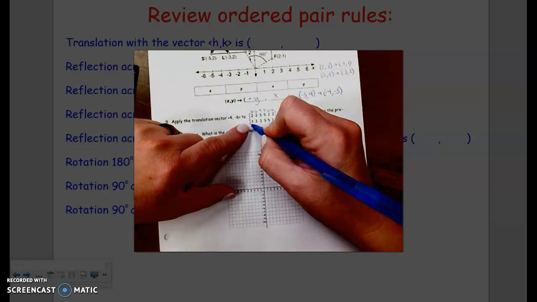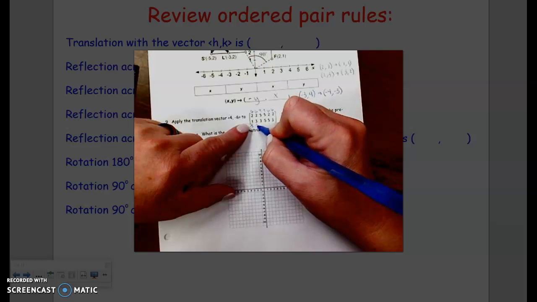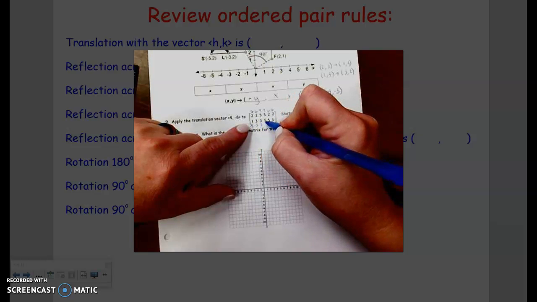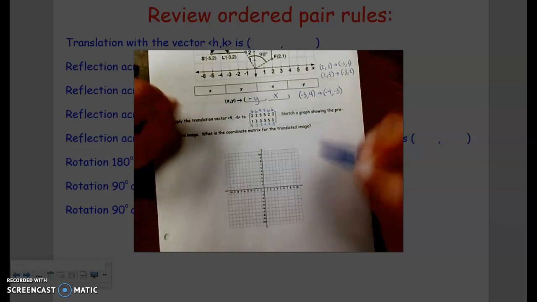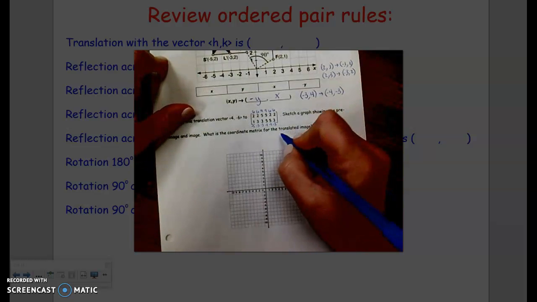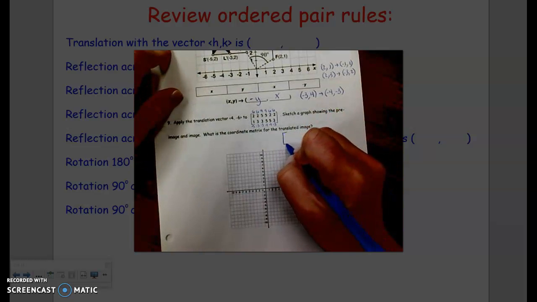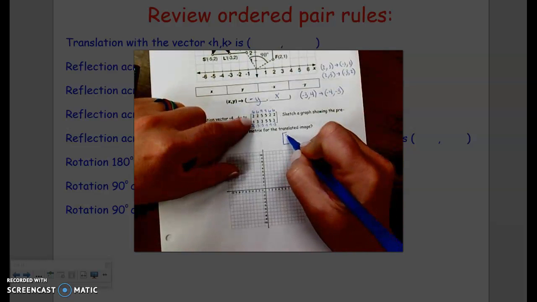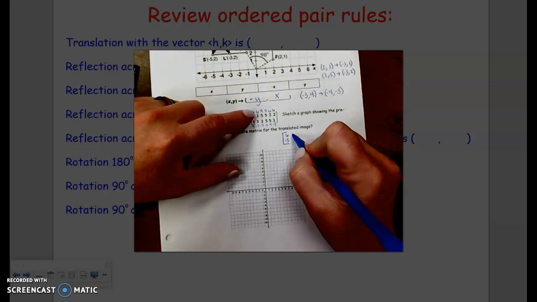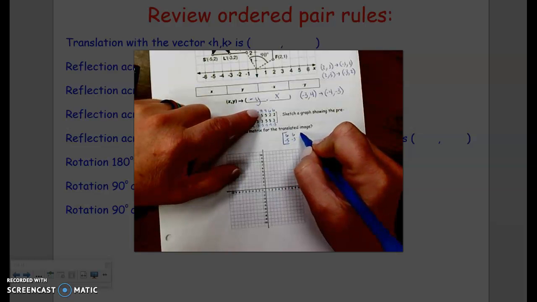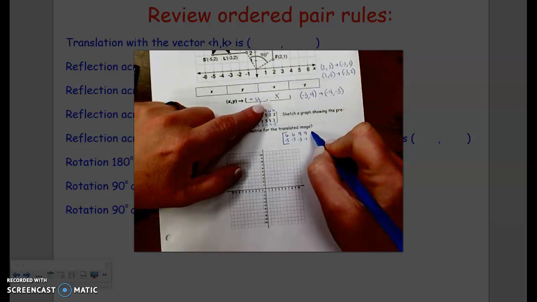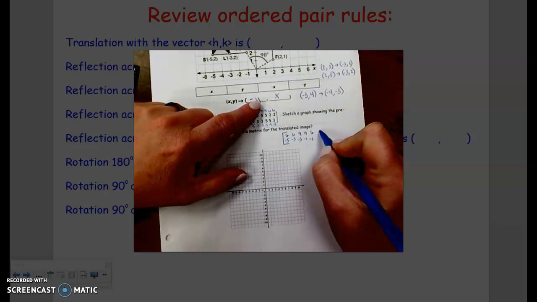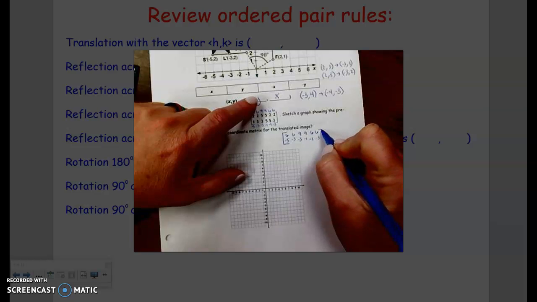1 minus 6 is negative 5, 3 minus 6 is negative 3, 3 minus 6 is negative 3, 5 minus 6 is negative 1, 5 minus 6 is negative 1, and 3 minus 6 is negative 3. So we could write our coordinate matrix for that new image. It is 6, negative 5; 6, negative 3; 9, negative 3; 9, negative 1; 6, negative 1; 6, negative 3.